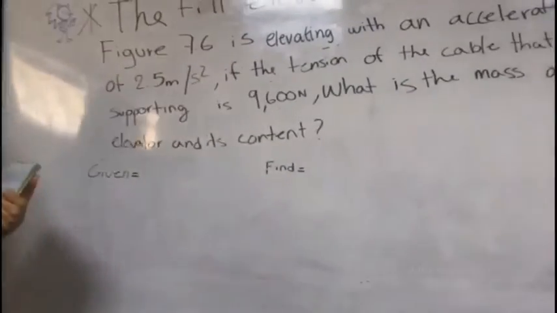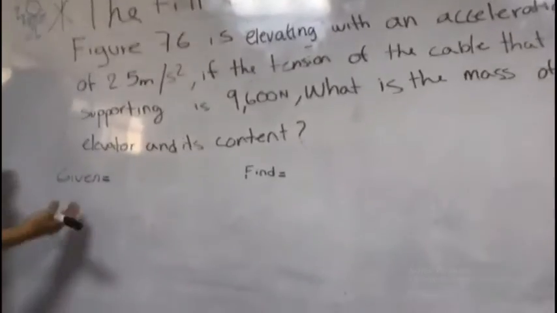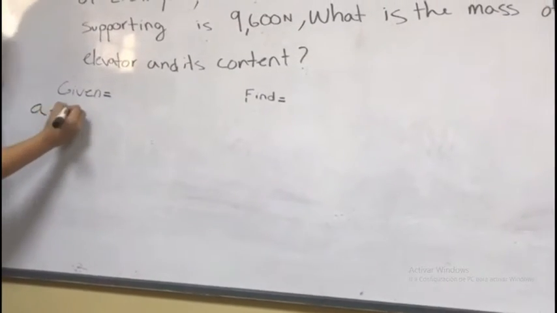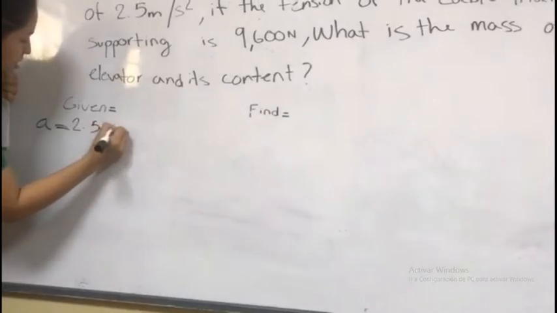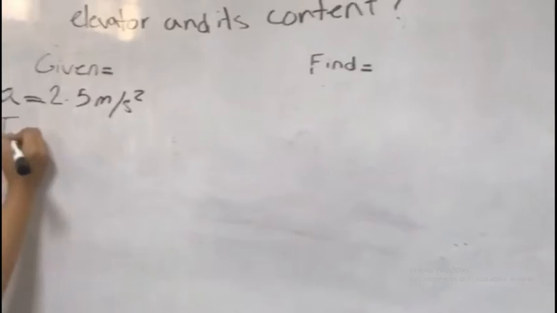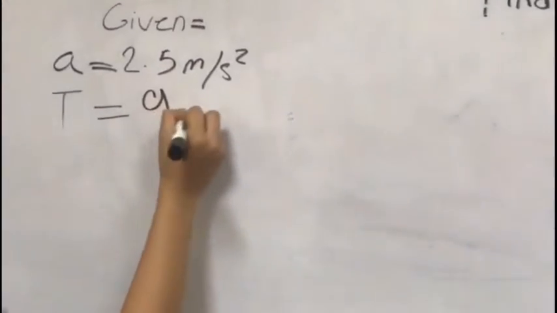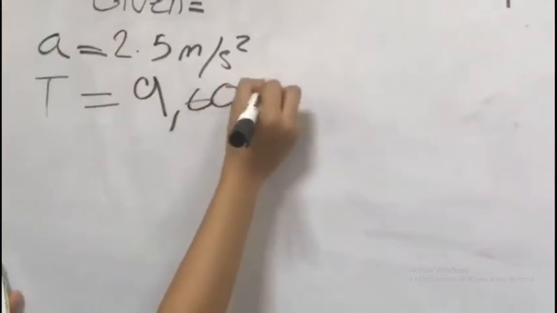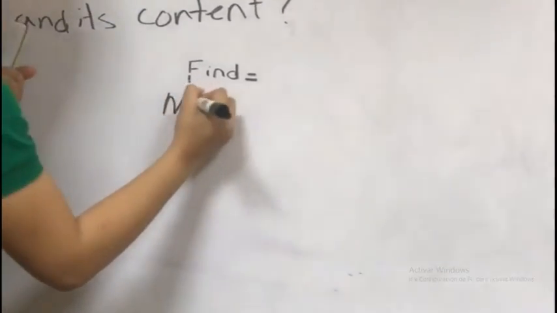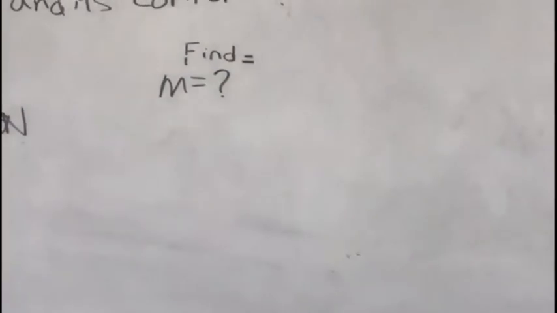Well, right over here we have the final example. We write in here the given data and what we need to find. They give us acceleration. So acceleration is 2.5 meters per second. What they give us too is tension. So tension is this. Then we need to find mass. So for mass, we put the question mark to make it clear.